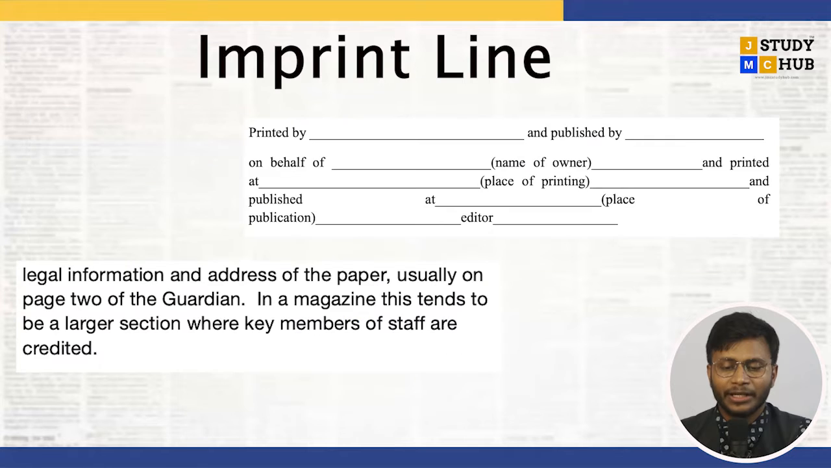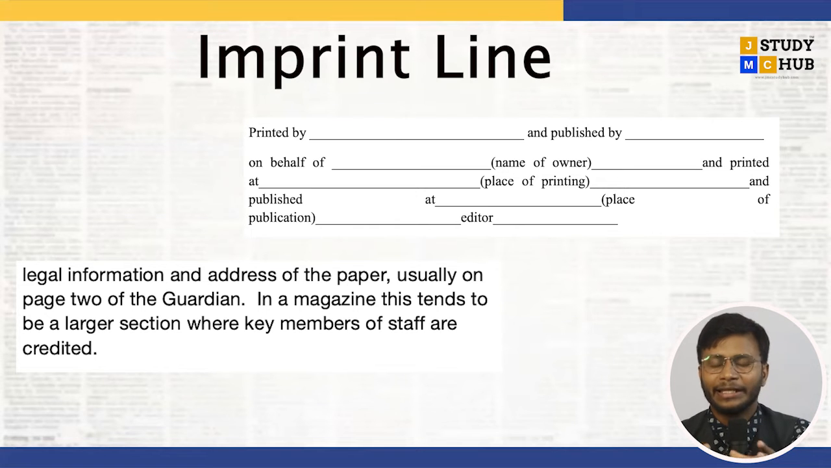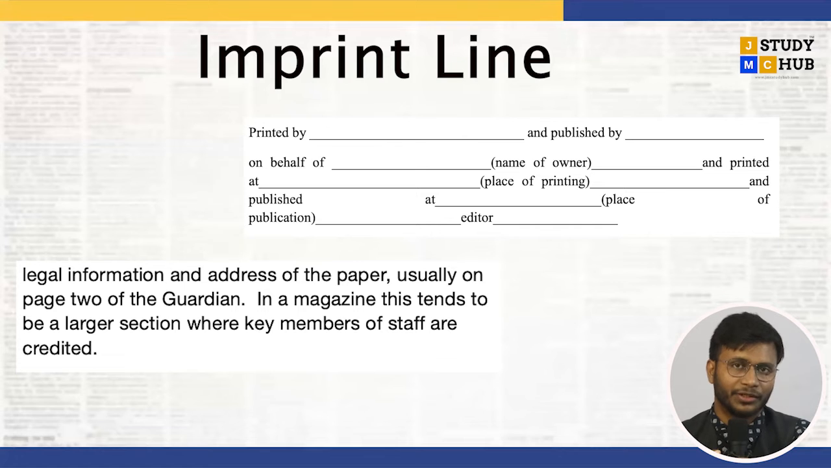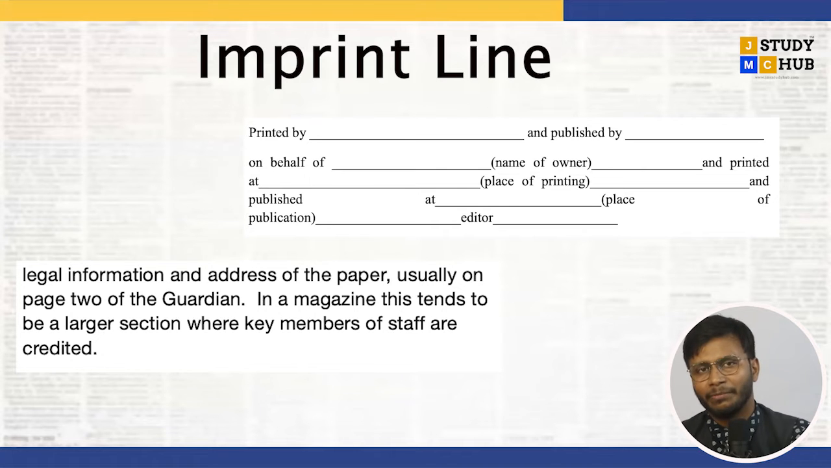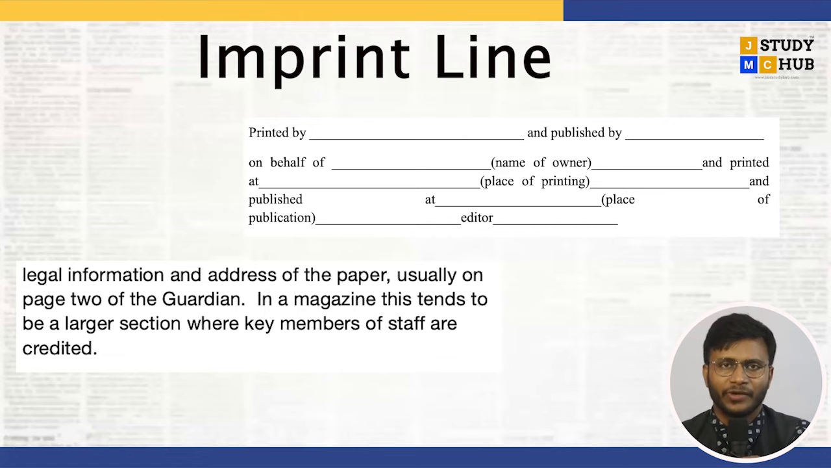Okay, the next important one is the imprint line. So what is the imprint line? The imprint line is like the fine print at the end of a newspaper that gives you important details about the publication. What kind of important details? It typically includes information about the newspaper's name, where it's published, the publisher's name, the contact information, and so on. It's a bit like the credits at the end of a movie, where you find out who made this particular film. In the same way, it is given in newspapers.